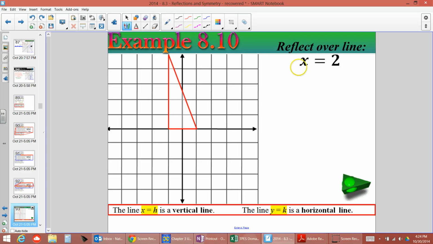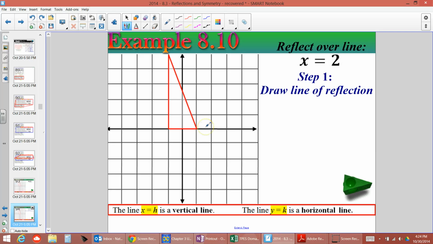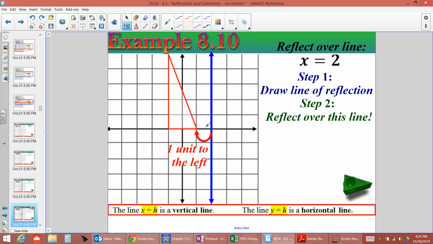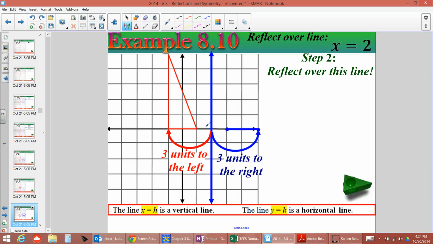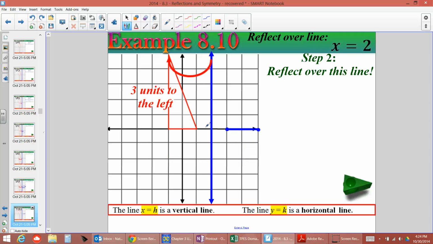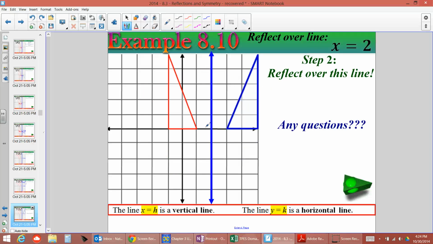Here I have x equals 2. Well, I told you it's a vertical line at x equals 2. So I find x equals 2 and I draw my line. There's my vertical line. Same rule. I count 1 to the left of the line, so I go 1 to the right of the line. 3 to the left, 3 to the right. I connect my dots, and there's my picture.